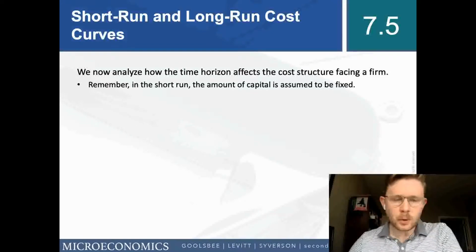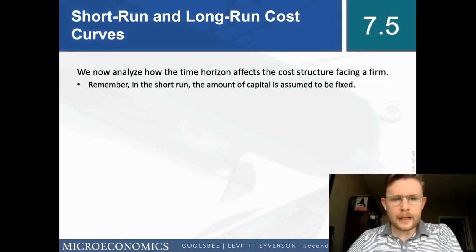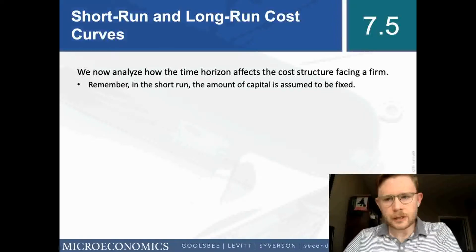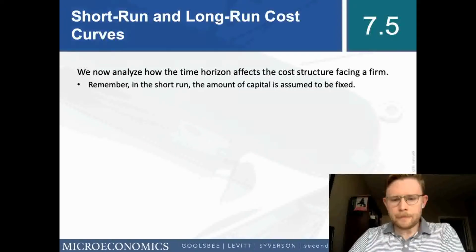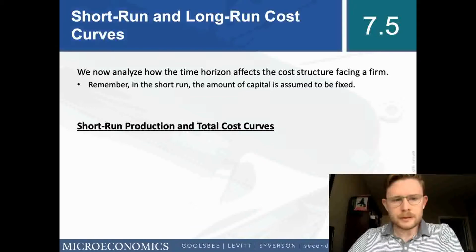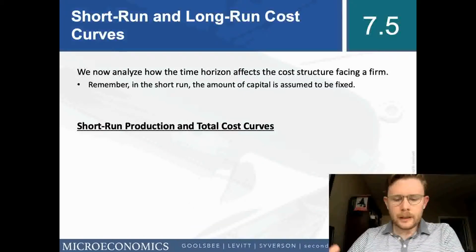We have this idea of the short run and the long run. We're going to analyze how the time horizon affects the cost structure facing a firm. The most important point to note here, distinguishing the short run and the long run, is that in the short run, the amount of capital is assumed to be fixed. So you can change the amount of labor that you're using, but you cannot choose the amount of capital.